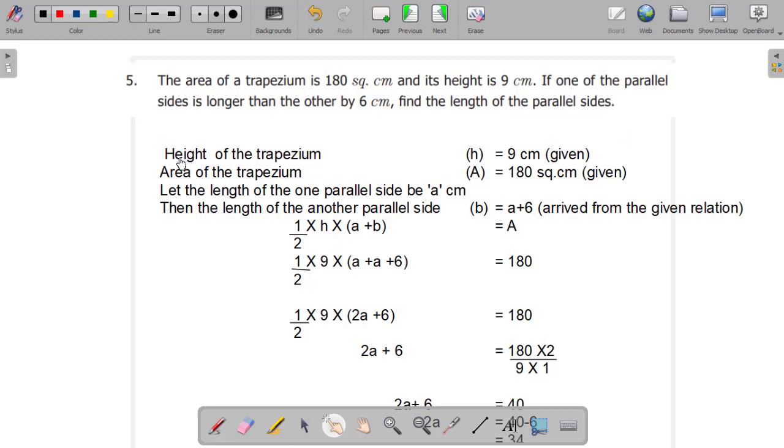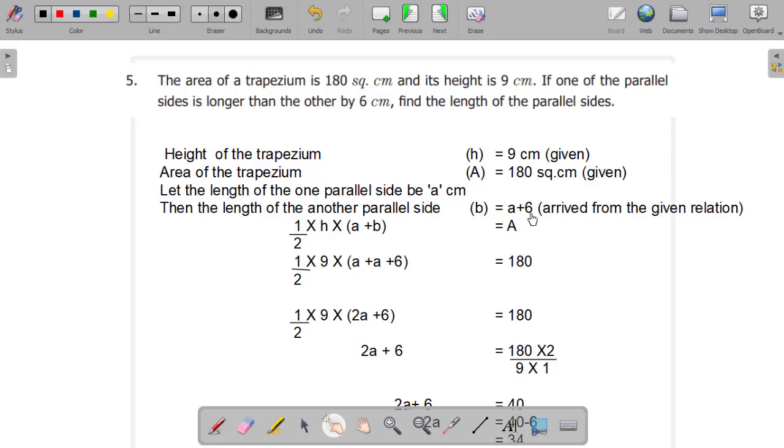Write the given details. Height of the trapezium h is equal to 9 centimeter. Area of the trapezium A is equal to 180 square centimeter. These are the given details. Here we don't know both of the parallel sides. So let the length of one parallel side be a centimeter. Then the length of the other parallel side would be a plus 6.